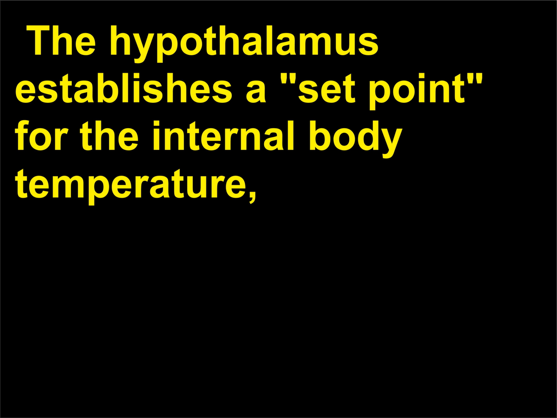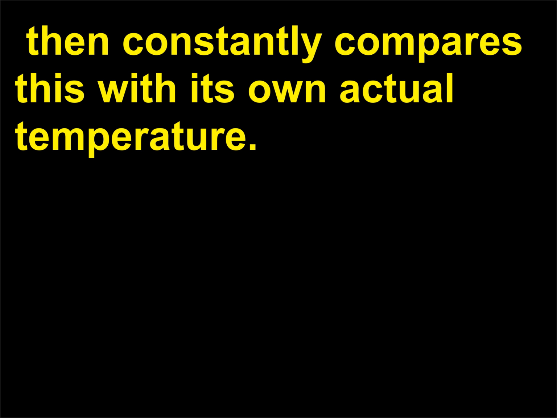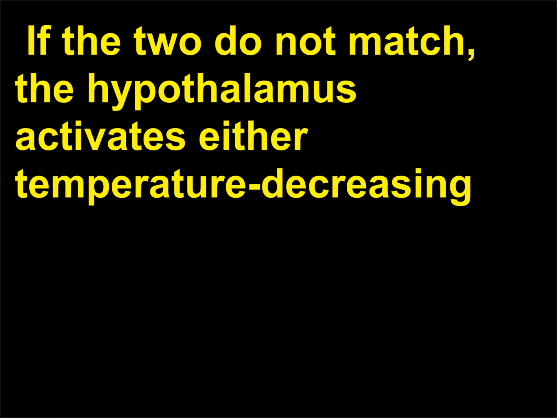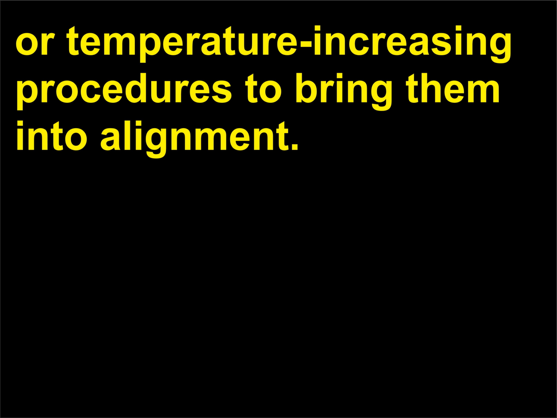The hypothalamus establishes a set point for the internal body temperature, then constantly compares this with its own actual temperature. If the two do not match, the hypothalamus activates either temperature-decreasing or temperature-increasing procedures to bring them into alignment.